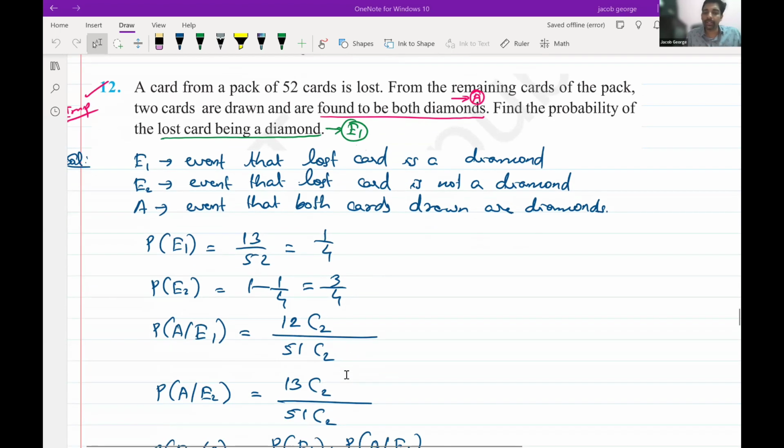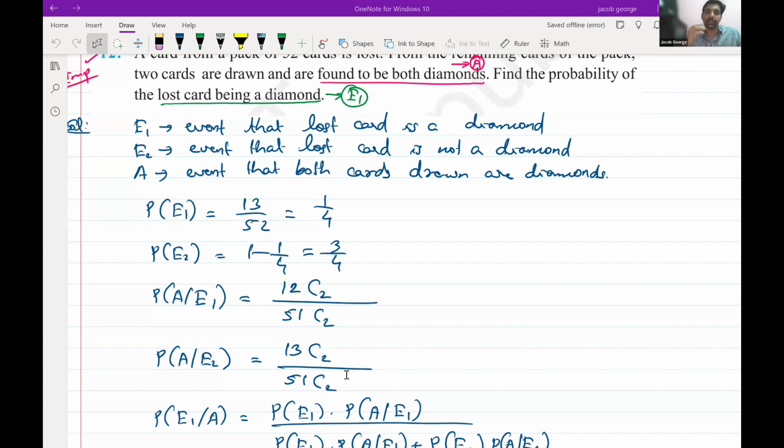Next, P of A given E2. We have to take the same letters remaining. A given E2 means, what is A? A means both cards are diamond, given that the lost card is not a diamond. The lost card is not a diamond means there are still 13 diamonds. So 13C2, from these 13 diamonds we take the 2 diamond cards, divided by the remaining 51 cards, 51C2. This is P of A given E2.